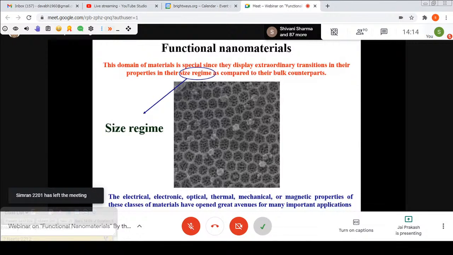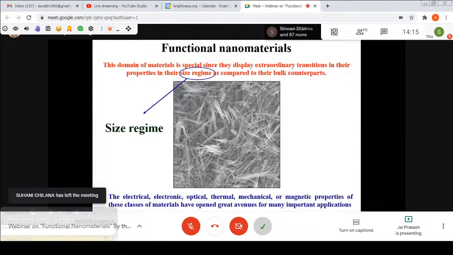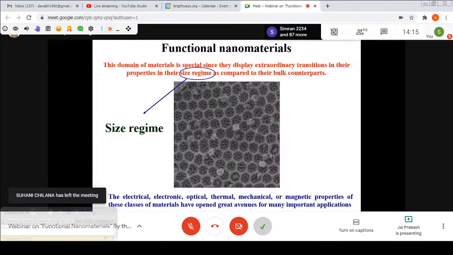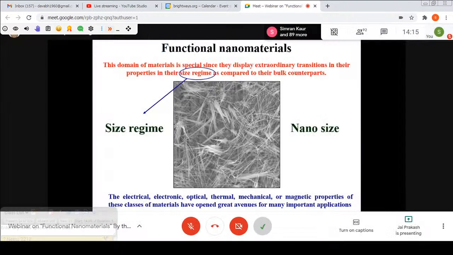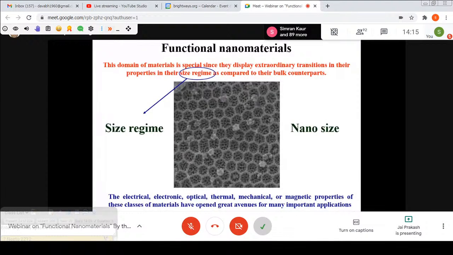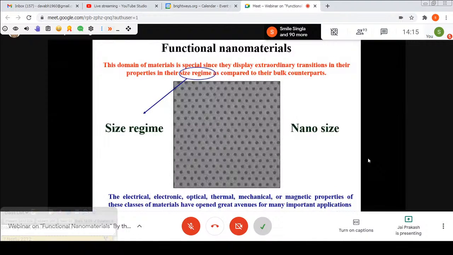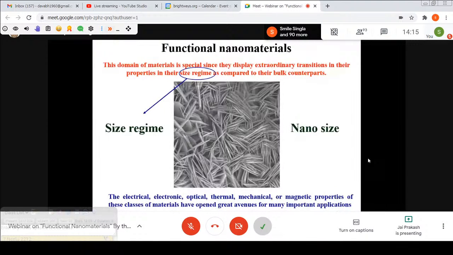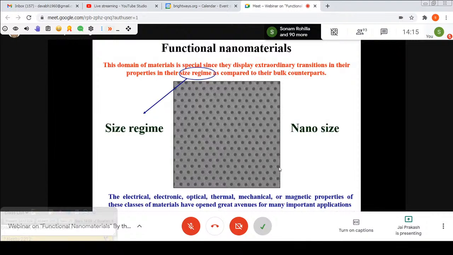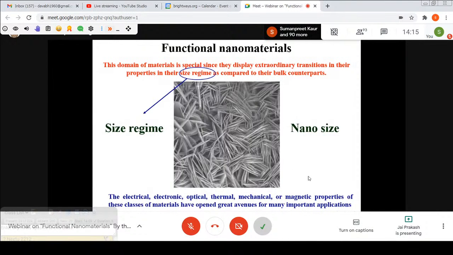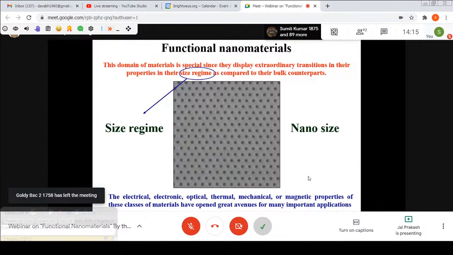So the main thing is what? The size regime. That we have to understand first. The functionality will come because of this size. So we have to understand what this size regime is. So this is normally we say nano size. So we should also understand what is this nano size and why these properties of this functional nano are enhanced at this size. So the next slides we are going to discuss the nano size.